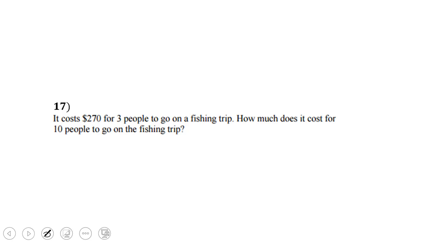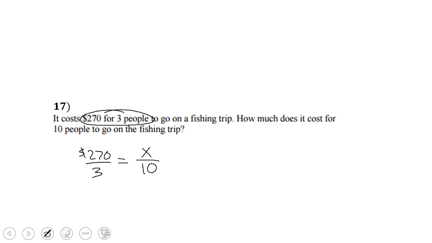Wow, this one's a little bit more straightforward. So I'm gonna write my proportion template right away, and I'm gonna say $270 for 3 people. That's my first ratio. And then my question says, how much does it cost for 10 people to go? Well, I recognize that I have dollars on top of my first ratio, so how much it costs for 10 people to go goes on the top, and then the 10 people go on the bottom of the second ratio.